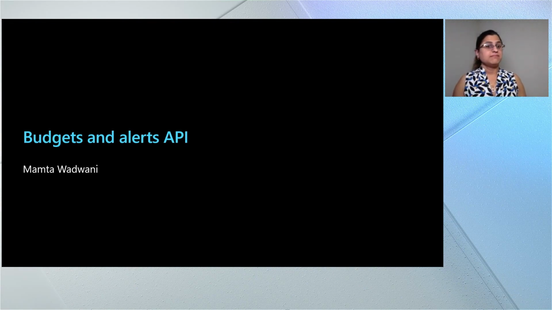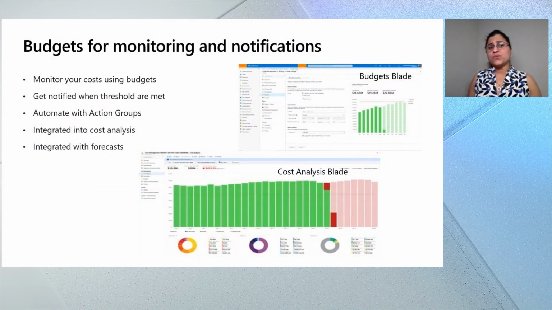Our next topic is budgets and alerts. Budgets and alerts are one of our key features where you can take some actions. Budgets, this is how budgets are integrated with our portal. You can actually create budgets at different scopes. You can set different notifications. Also, you can integrate them with action groups. Budgets are one of the key features where you can look into which resources are actually contributing to the monthly bill.